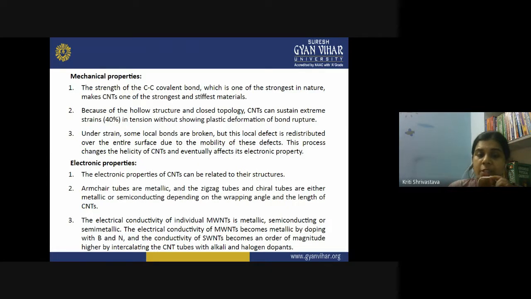In case of armchair tubes, they are metallic in nature, highly conductive towards electricity. Zigzag tubes and chiral tubes, they could be metallic or semi-conducting in nature. Then the electrical conductivity of individual multi-wall nanotubes, they could be metallic, semi-conducting or semi-metallic. So the electrical conductivity of a multi-wall nanotube becomes metallic if you dope them with boron and nitrogen. So do you know what is doping?